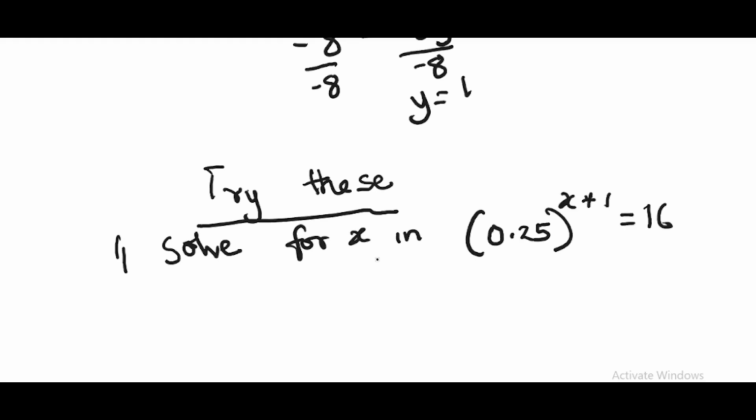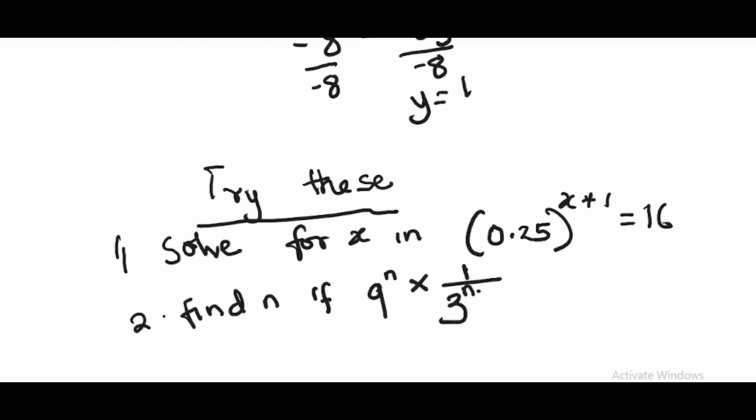The second one, find n if 9 raised to the power of n times 1 over 3 raised to the power n minus 1 is equal to 27 raised to the power of n plus 3.